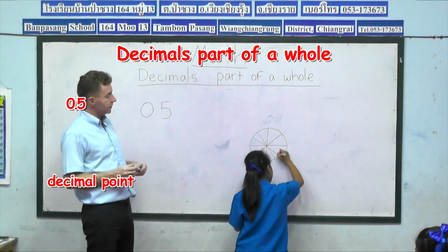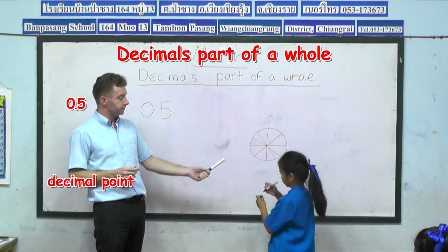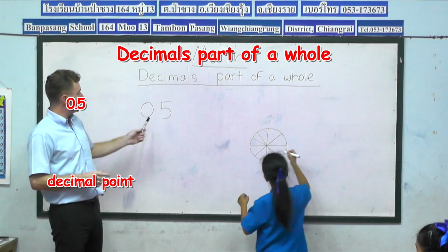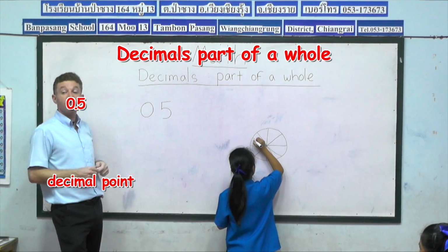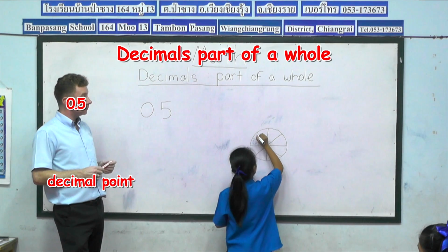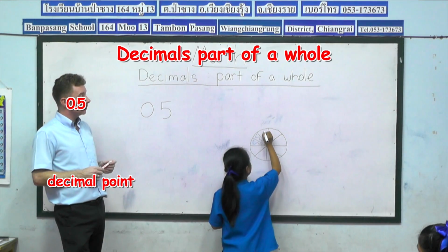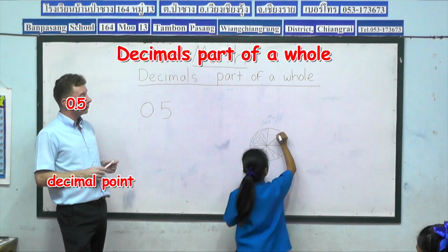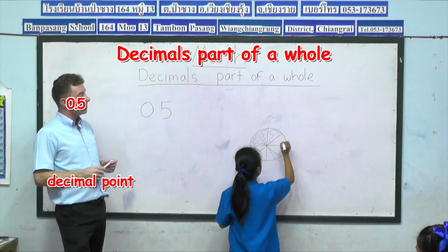Excellent, Prel. And now you can use blue for colour. So now, how many parts of our circle do we need to colour in blue based on 0.5? 1, 2, 3, 4, 5.